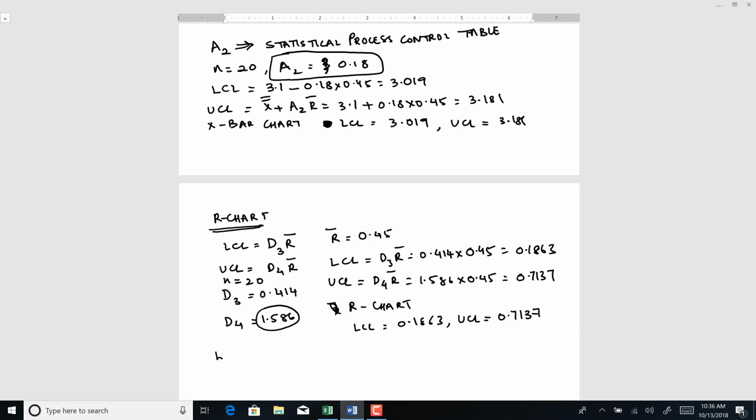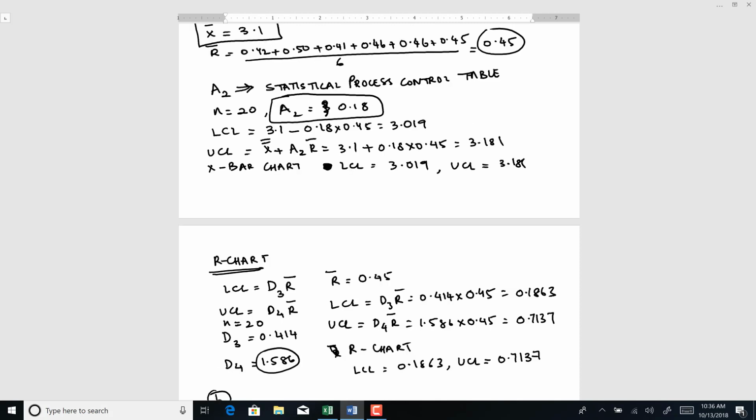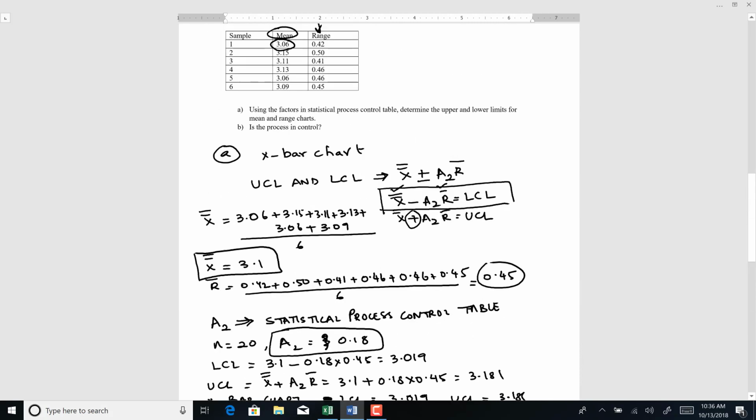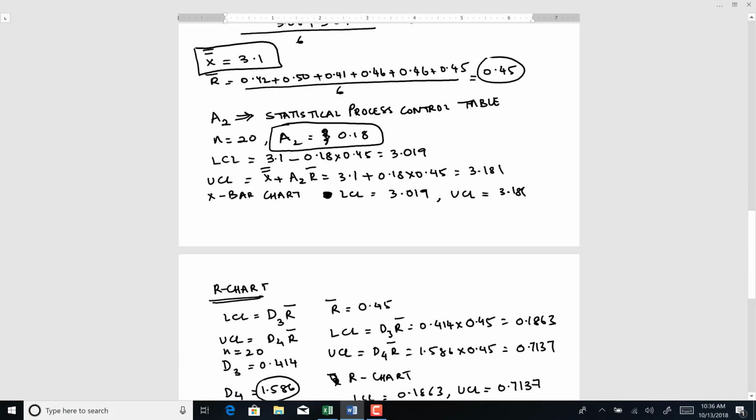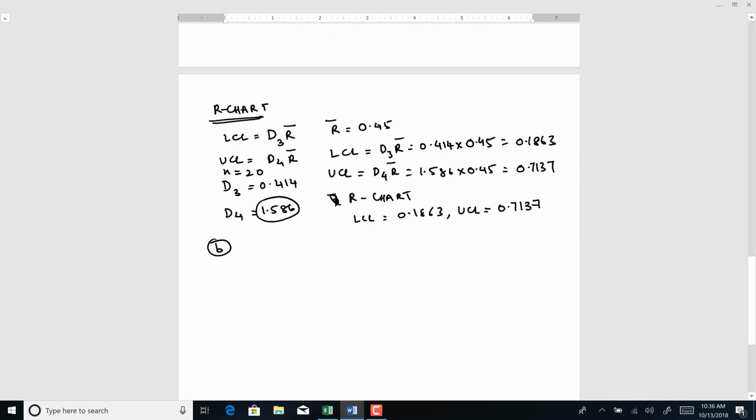Now part B of this question, they are asking us, is this process in control? So that is what they are asking us. So we have to plot to identify whether the chart is in control. So firstly I will draw the X bar chart.